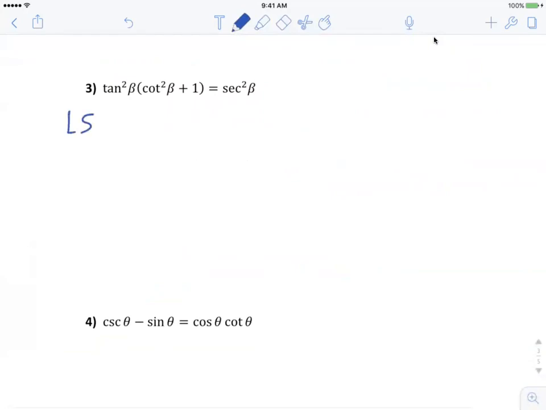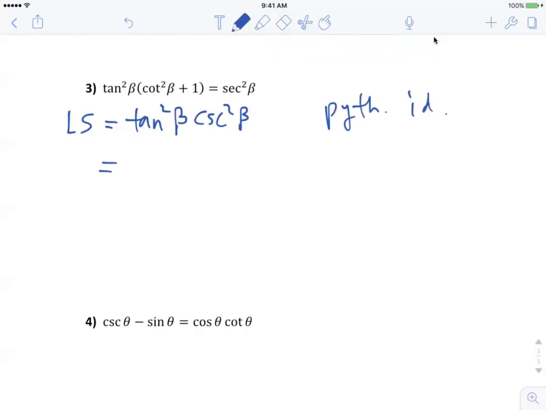So my left side on this one, I can't really do much with tangent squared beta. The variable keeps changing. How about cotangent squared plus 1? That seems familiar. Fundamental Pythagorean identity. Cotangent squared plus 1 is cosecant squared beta. So, Pythagorean identity. Now I probably am going to do some more identities.